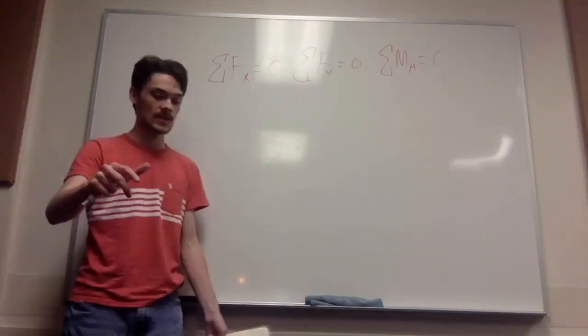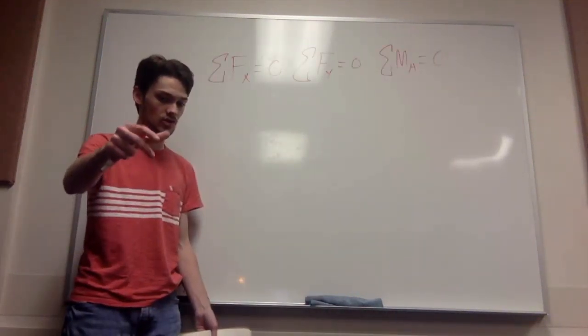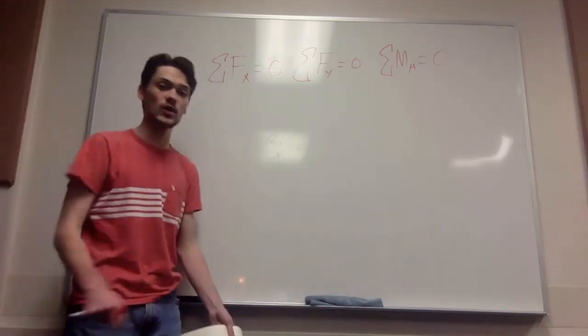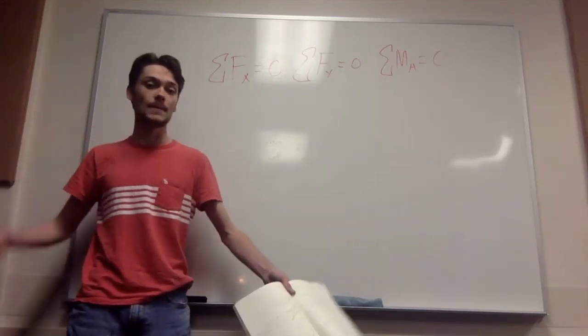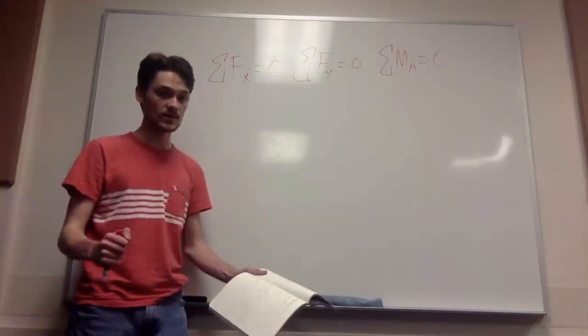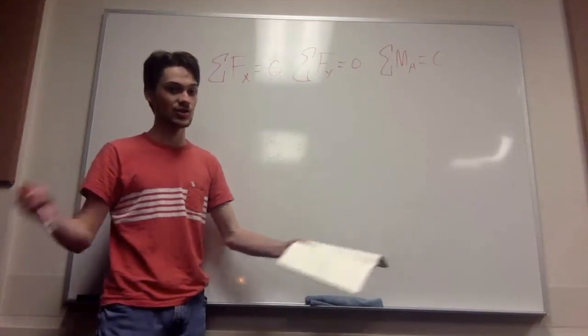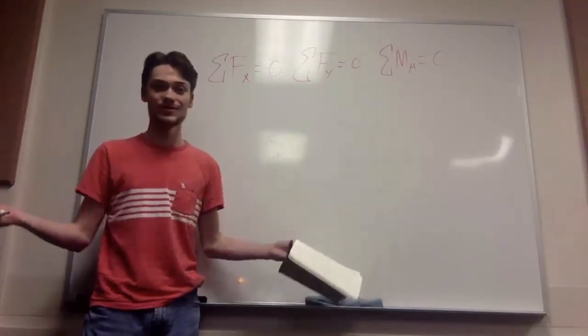But first, statics. In static equilibrium for two-dimensional bodies, we know that the sum of the forces in the x direction, the sum of the forces in the y direction, and the sum of the moments about some point are all going to be equal to 0. There is no net force, ergo no motion, which is what we're looking for in statics.